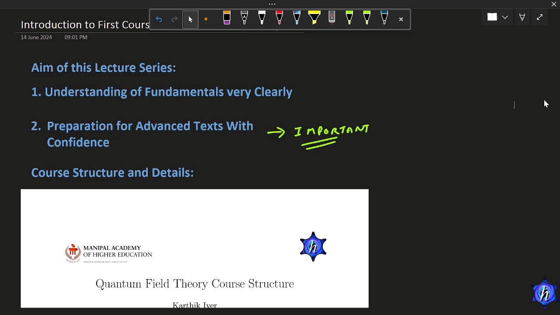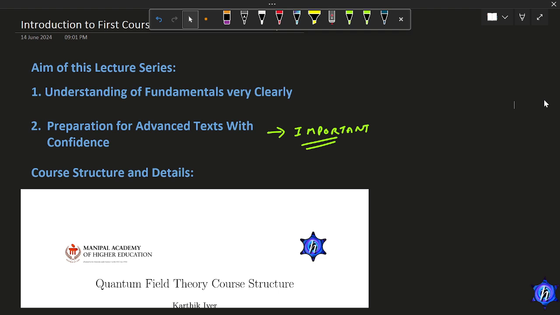Now, Peskin and Schroeder is considered to be the Bible of quantum field theory. It's a massive 900-page book. However, in order to tackle that, we need to fill some introductory gaps. So, this video lecture is what makes sure that you understand that, and it acts as a bridge for you to tackle the advanced text with confidence.